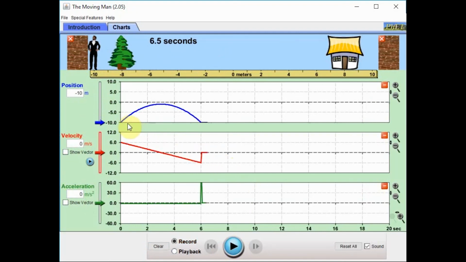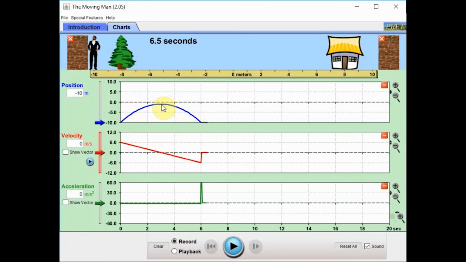Okay, so what happened? My graph is curved, so I know it's accelerating. It's curved downward, so I know the acceleration is negative. You see this point right here where I stopped and turned around? So my position was getting more and more positive, and then it went to go more and more negative. This would be where I stopped and turned around.